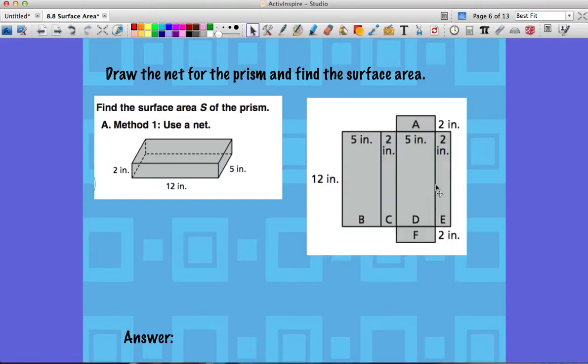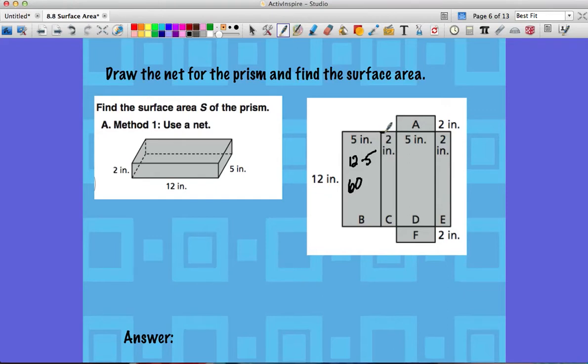So when you unfold this, you need to make sure again that all of those dimensions are in the right place. So when you find the area, you just find the area of each figure. This is where it's helpful to show your work in the figure so you know which pieces you found and which pieces you're still looking for. So here we would take the 12 inches times the 5 inches and we would get 60.